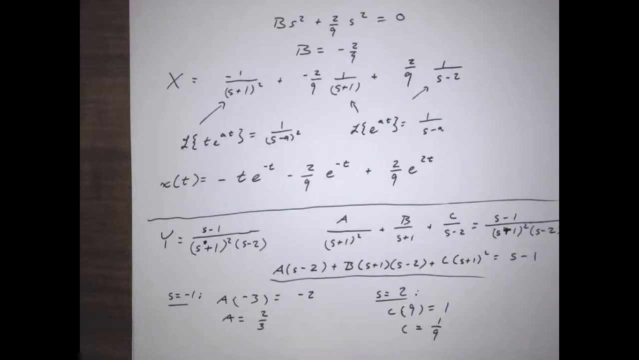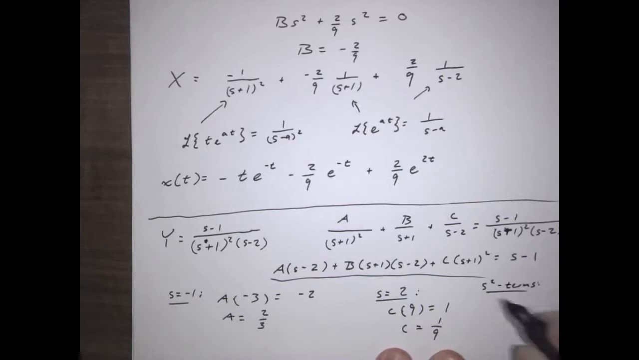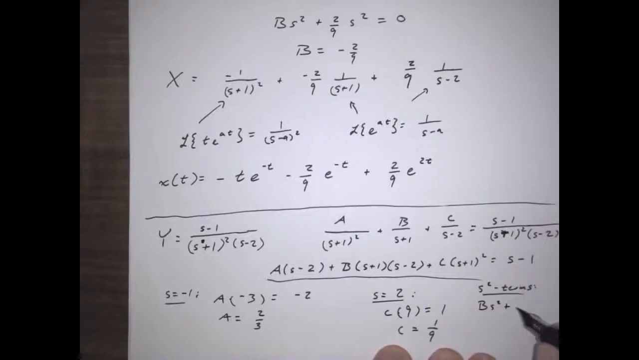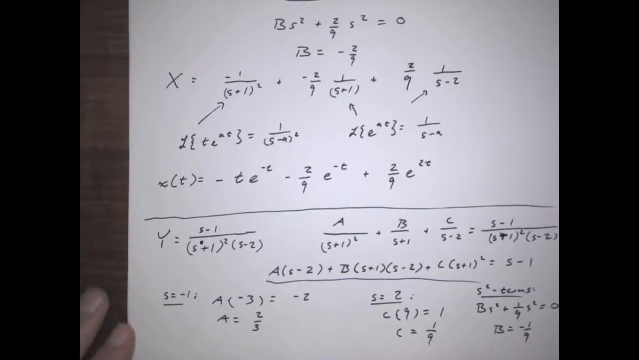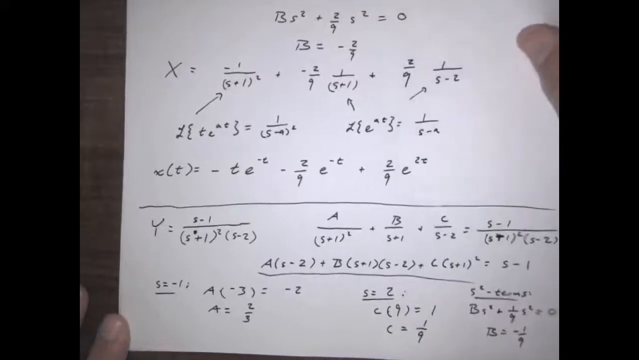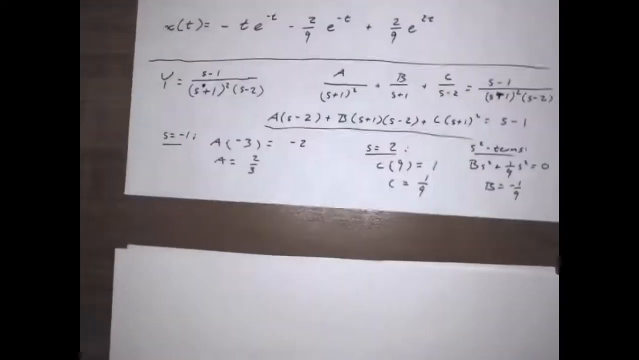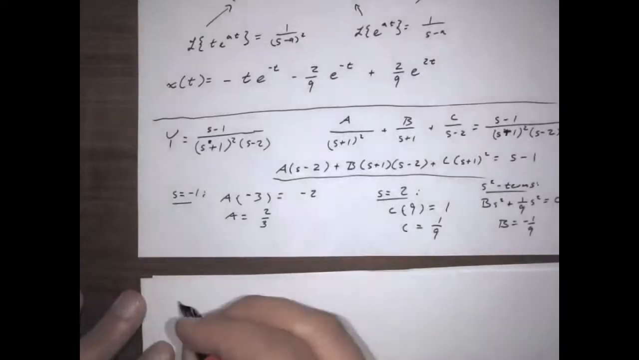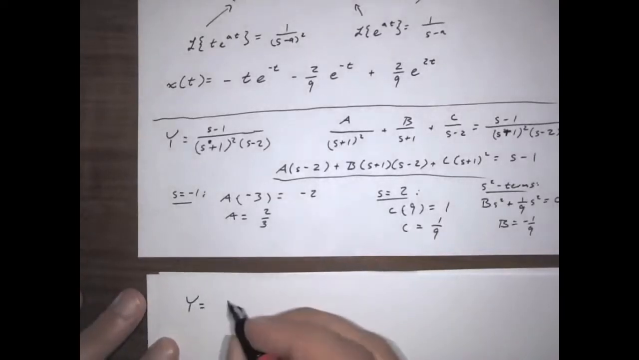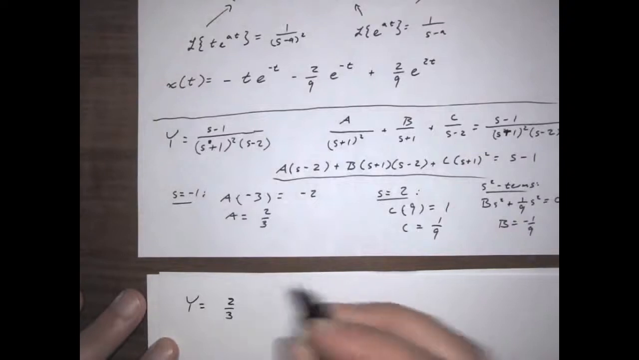And then by the same logic as before, we're going to have b s squared plus 1/9 s squared equals 0, so that means b equals negative 1/9. So what that means is that capital Y is going to equal 2/3.